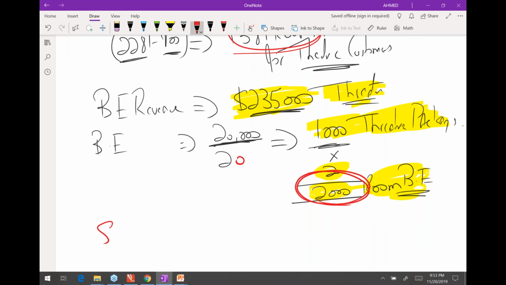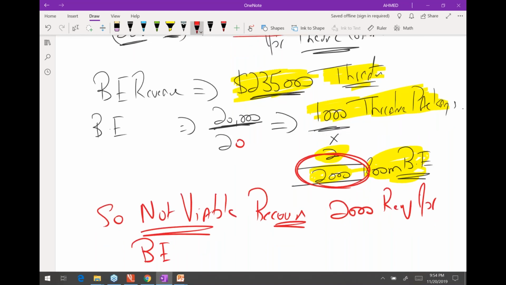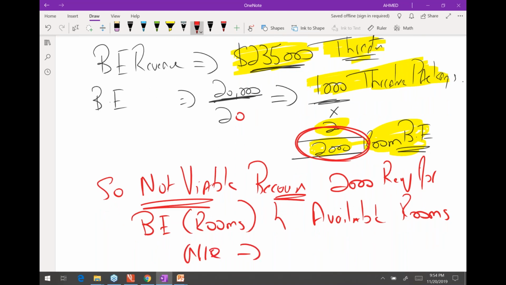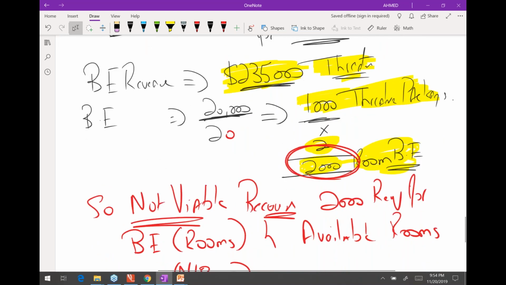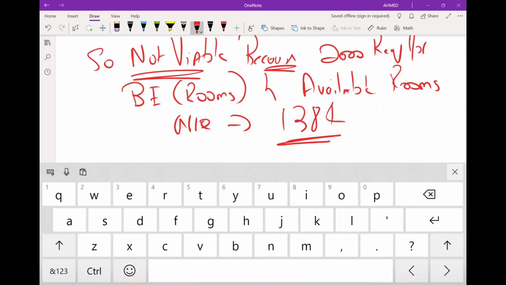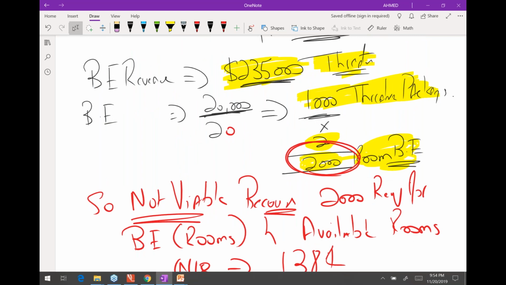So, not viable, because 2,000 are required for break even in terms of rooms, and available rooms are how many, guys? 1381. 1381 is the available rooms. So this is not a viable option. See how we have to comment.